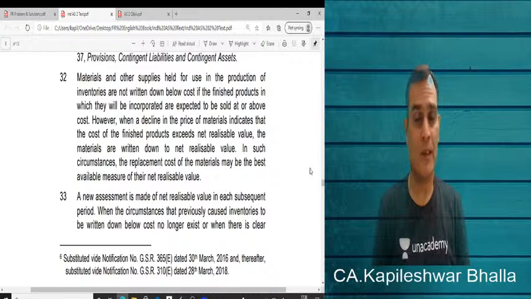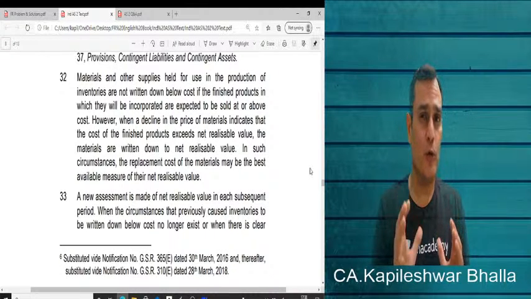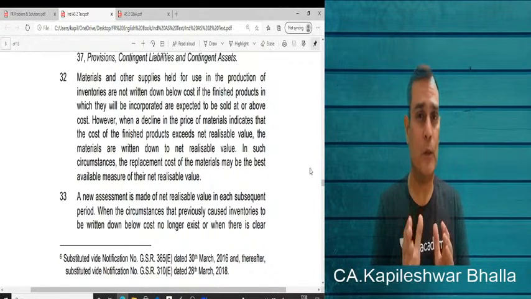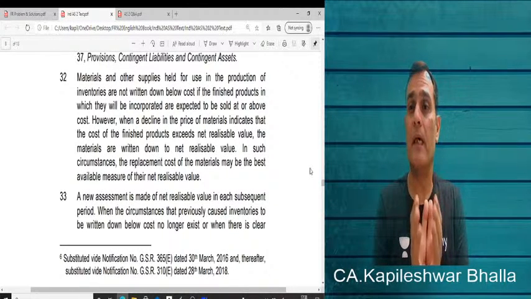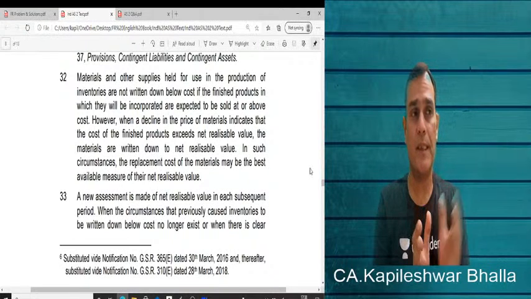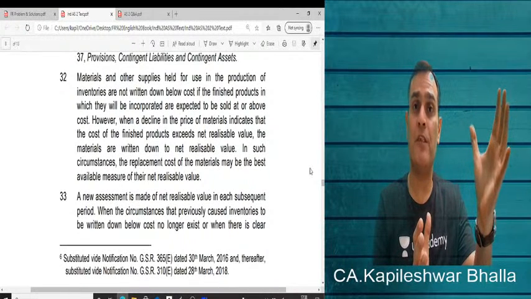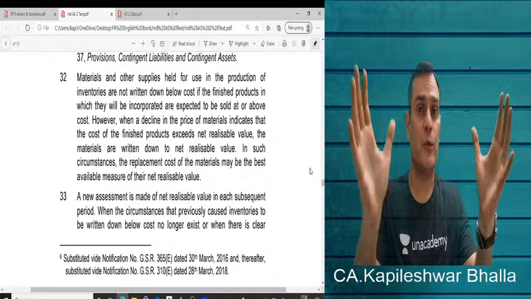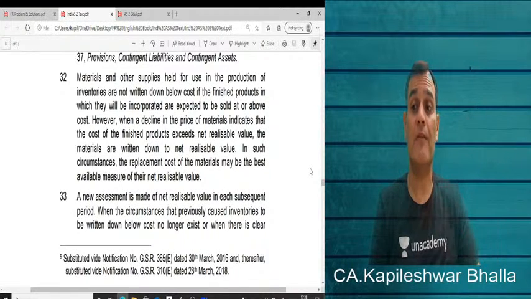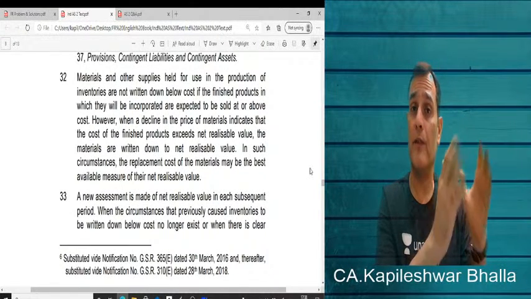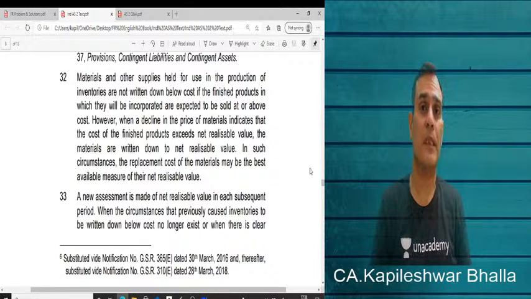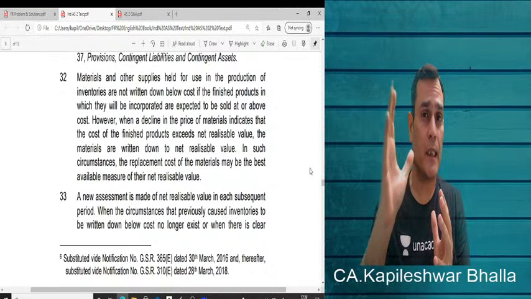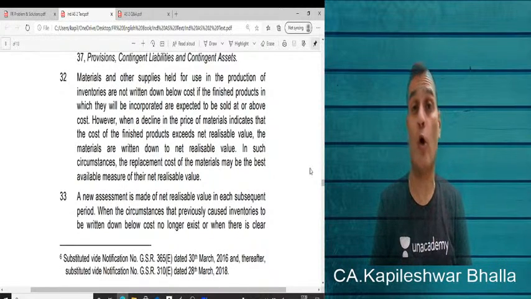for the NRV. So now we can definitely conclude the crux of para number 32, and we can say material valuation is purely dependent upon FG valuation. So there are two cases. Case number one, FG is valued at cost, or the FG is valued at NRV. If the FG is valued at cost, raw material is going to be valued at cost itself. I don't even care about the NRV of the material. But if the FG is taken at NRV, raw material will be taken at cost or replacement cost, whichever is less.